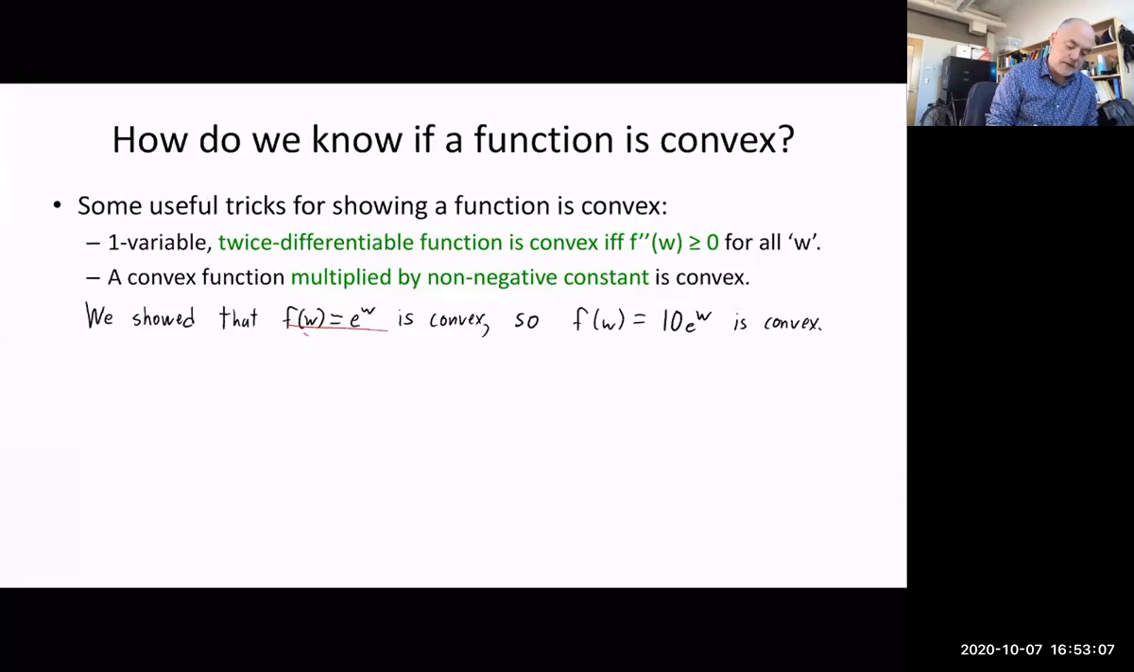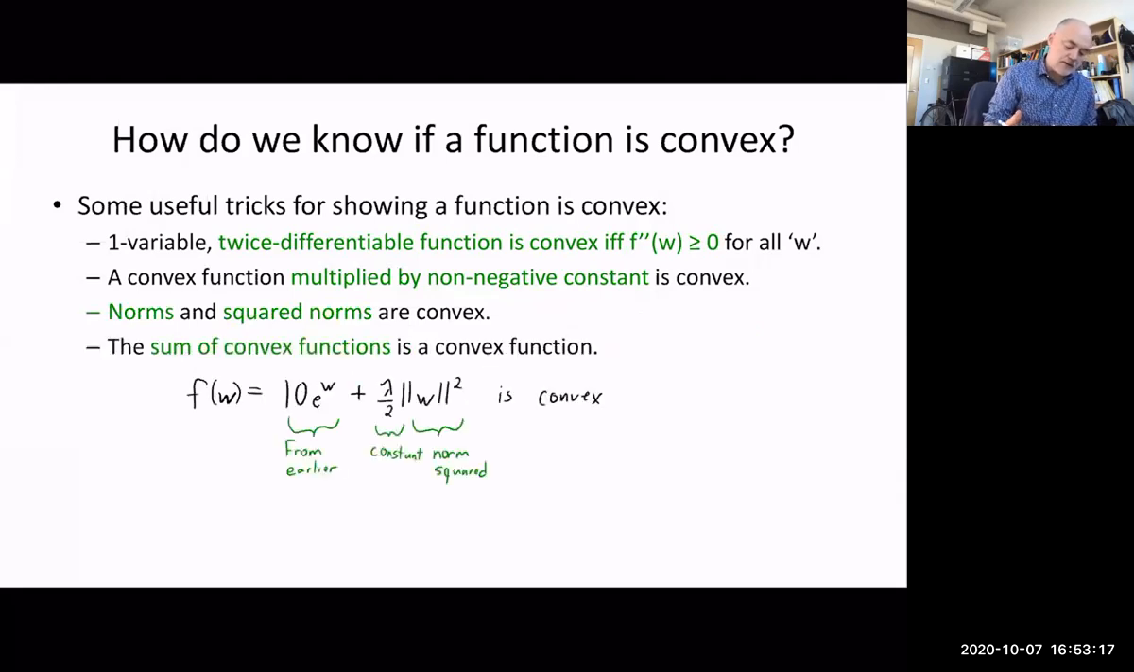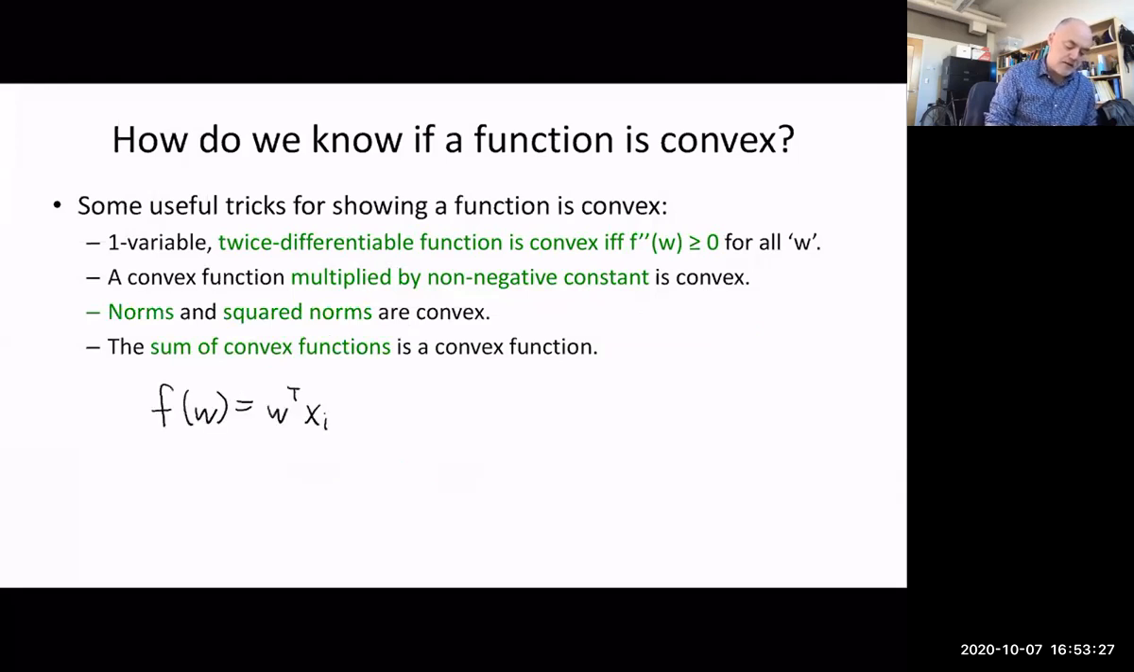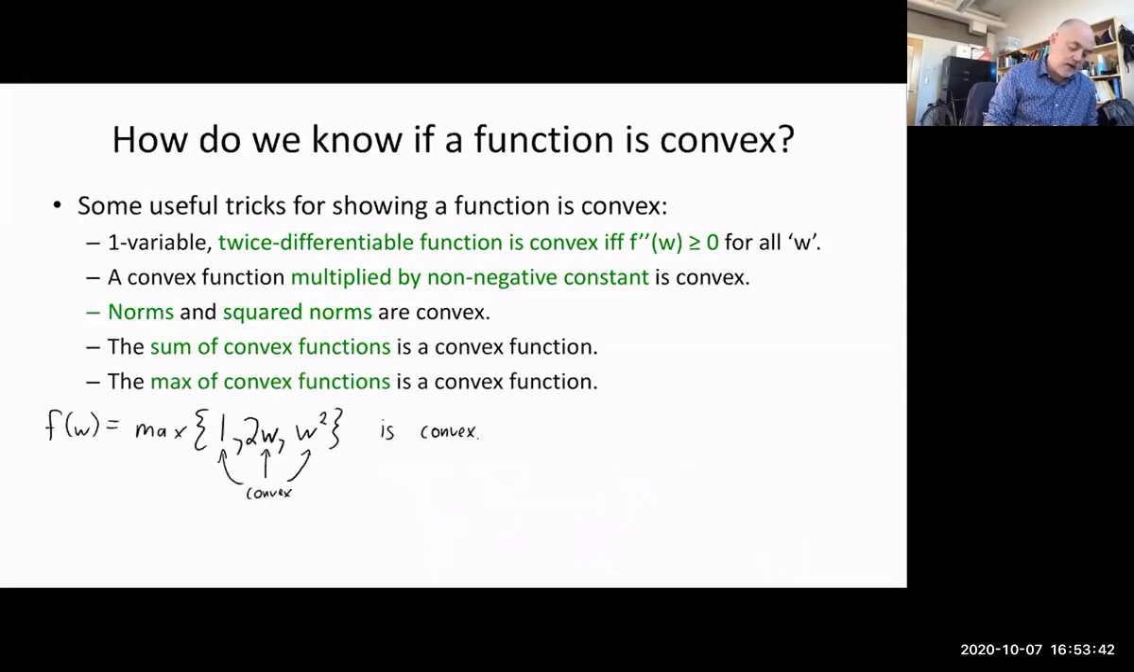A convex function multiplied by a non-negative constant is convex. So we have, this is convex, so 10 times that is convex. Norms and squared norms are convex. We're not going to prove that, but you can prove that. They're all convex. The sum of convex functions is a convex function. So we have 10 times a convex function, so that's convex. Here we have a norm, that's convex. There's a constant with respect to W, so this entire expression is convex. Inner products, convex, right? Each of these is a convex function. The second derivative of each term with respect to W is 0, so they're convex. Sum of those is convex, right?